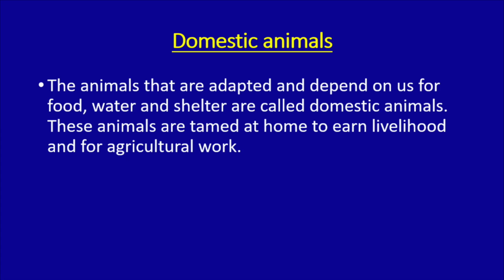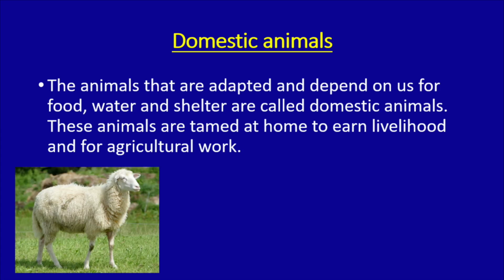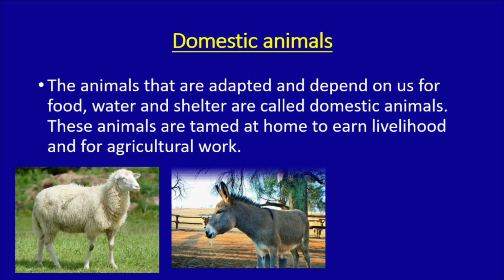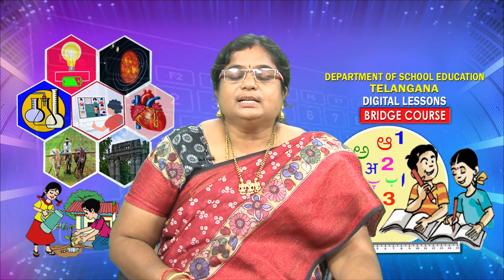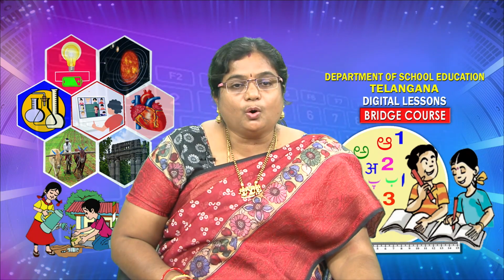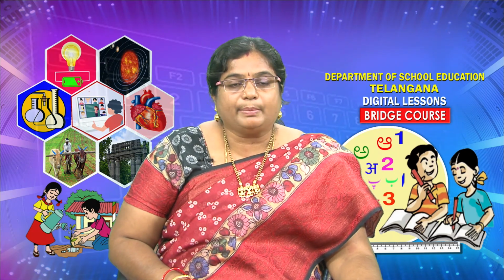Can you give some more examples for domestic animals? Yes, goat, sheep, donkey and ducks. Sheep is used for wool and some of the animals are also domesticated. So, we have to see the animals that are kept for love. Children, do you have any puppy at your home? Yes, that are called pet animals.